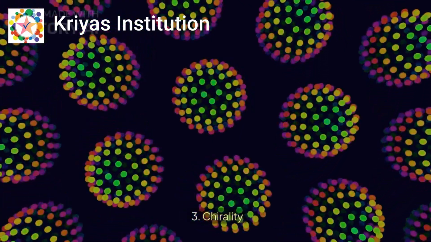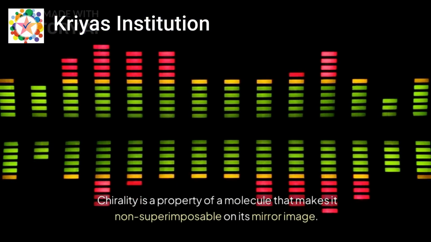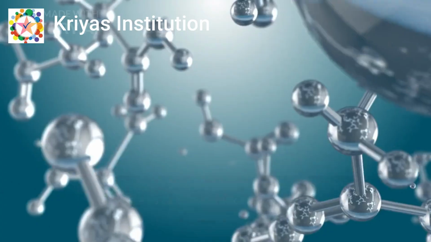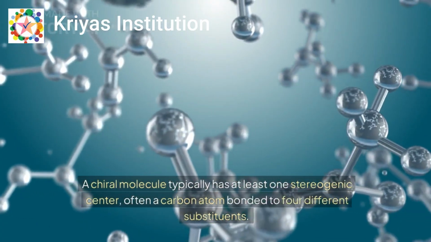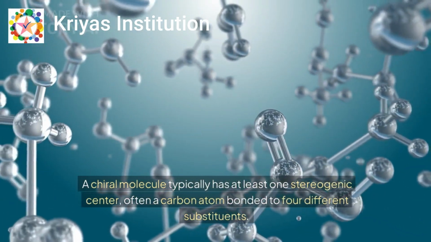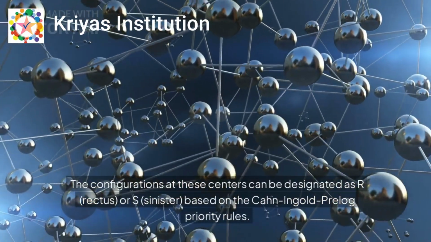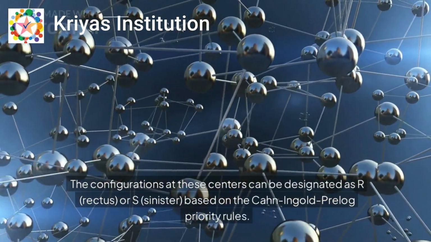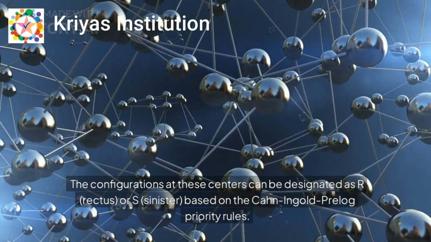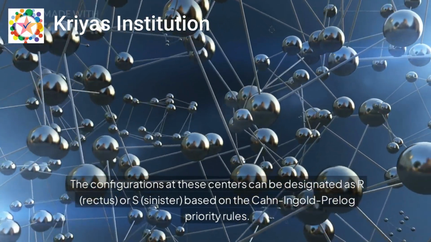3. Chirality. Chirality is a property of a molecule that makes it non-superimposable on its mirror image. A chiral molecule typically has at least one stereogenic center, often a carbon atom bonded to 4 different substituents. The configurations at these centers can be designated as R, rectus, or S, sinister, based on the Cahn-Ingold-Prelog priority rules.